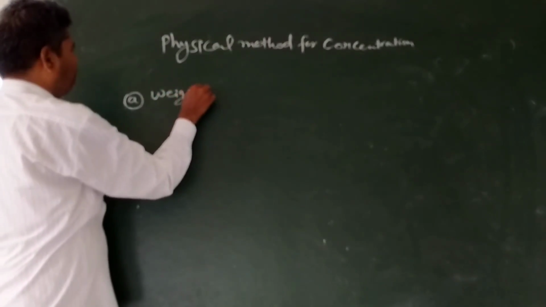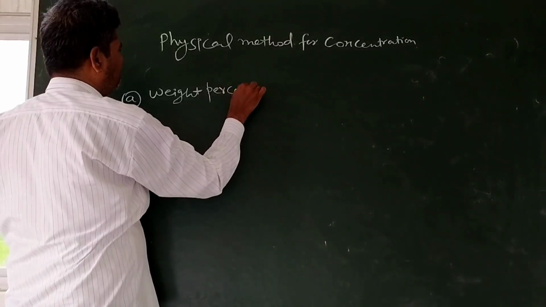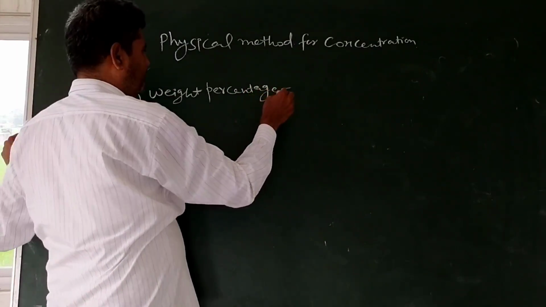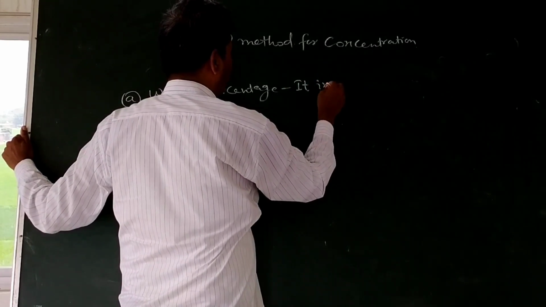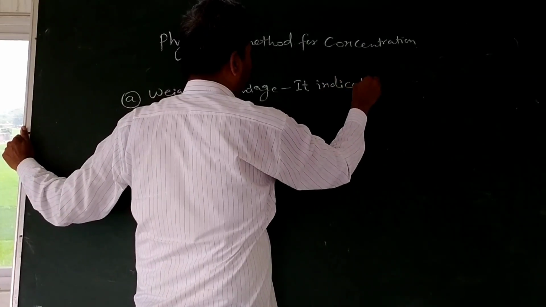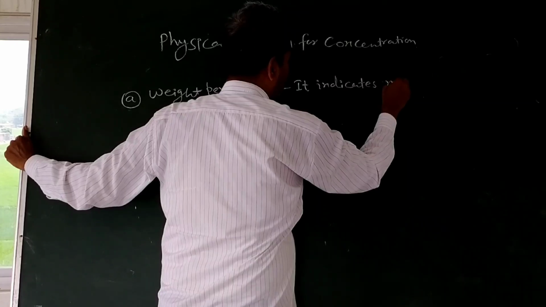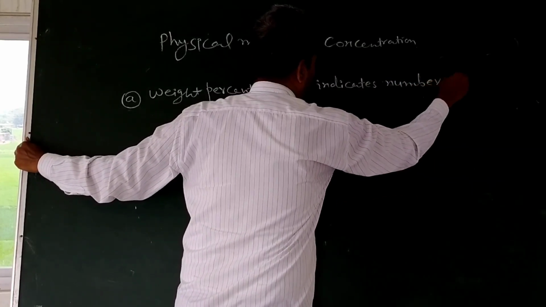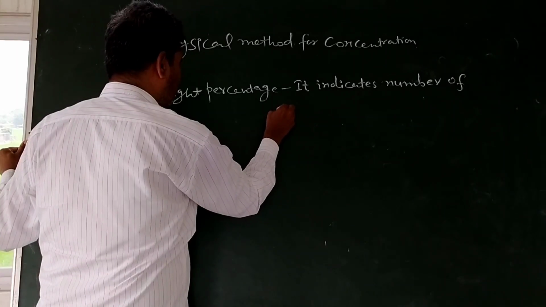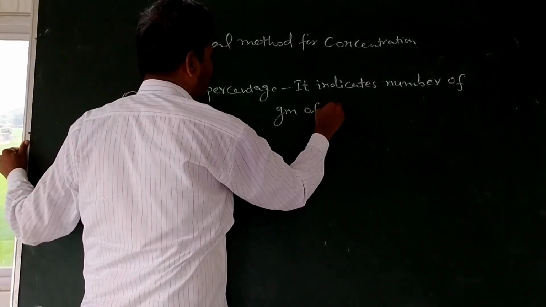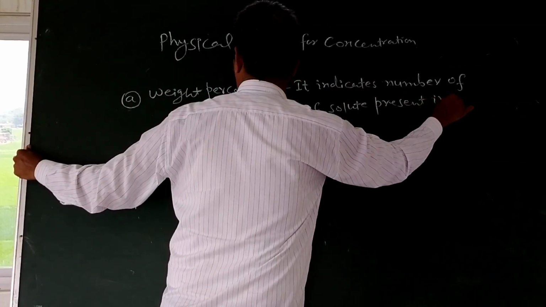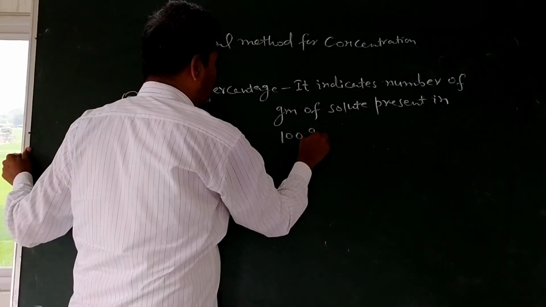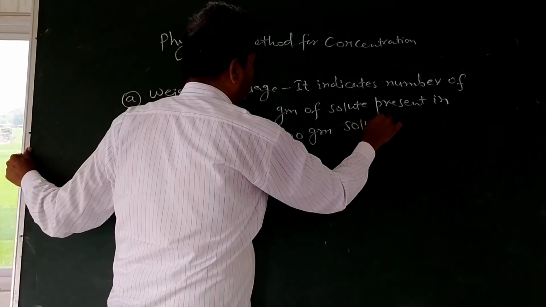Number A, weight percentage. It indicates the number of gram of solute present in 100 gram solution.